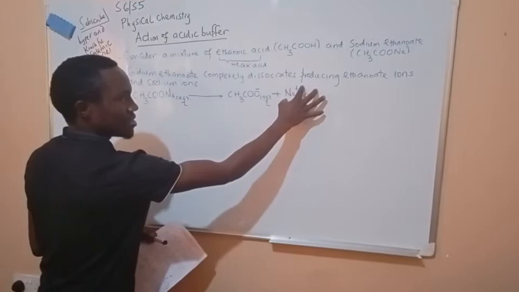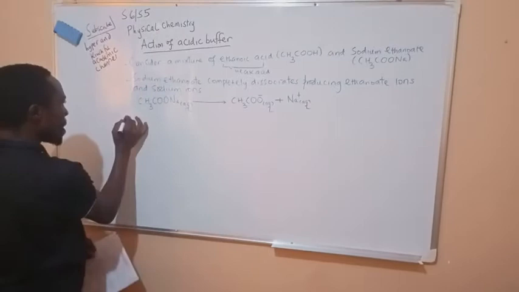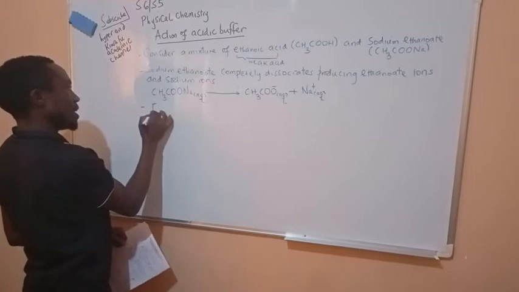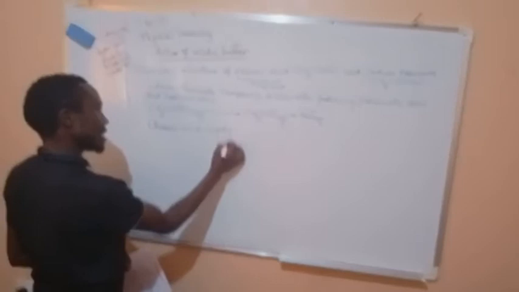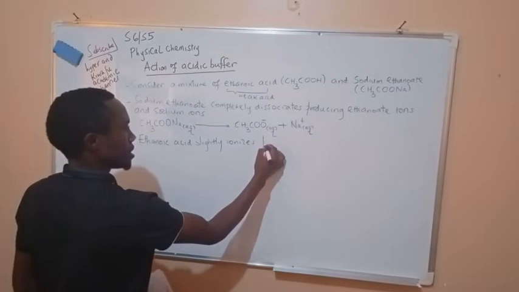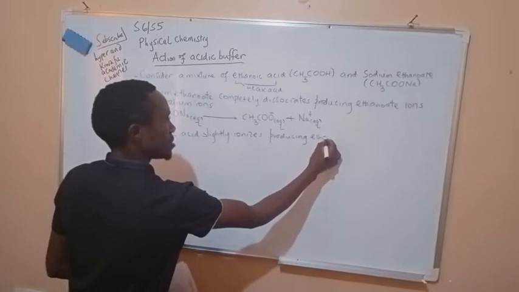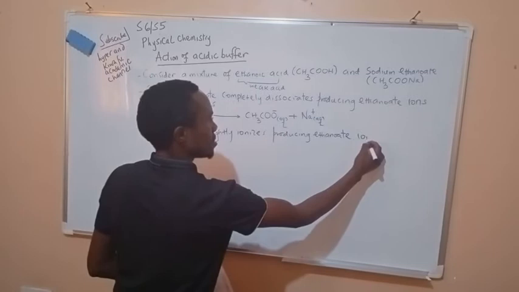Now, what about ethanoic acid? Ethanoic acid is a weak acid. So, ethanoic acid, being a weak acid, will slightly ionize, producing ethanoate ions and hydrogen ions.